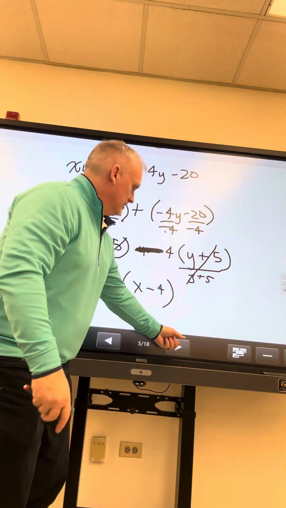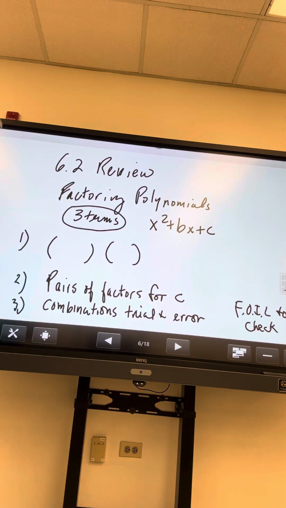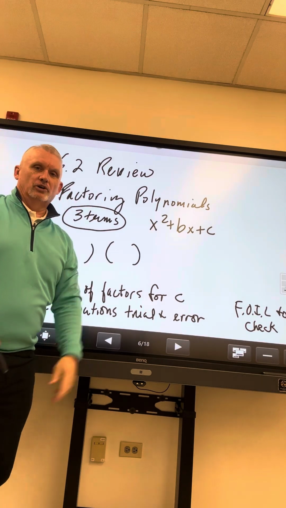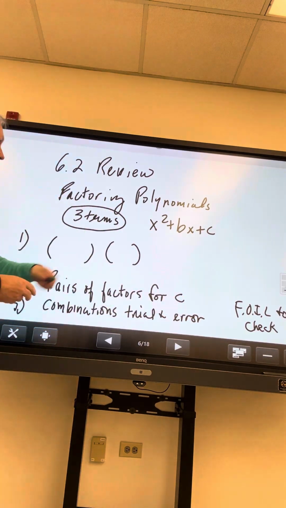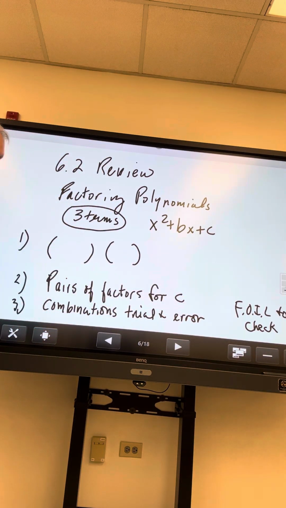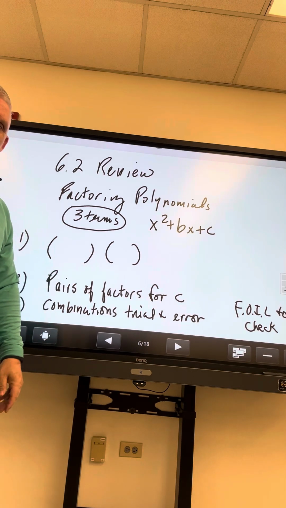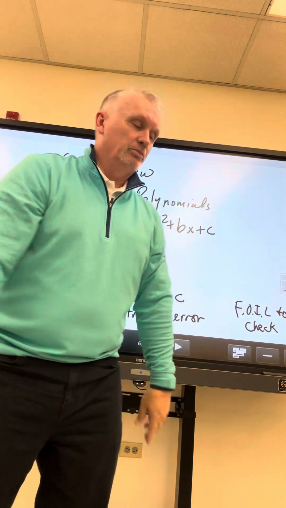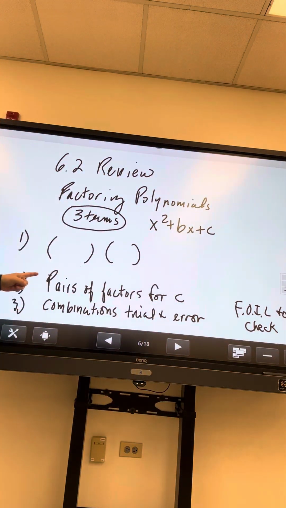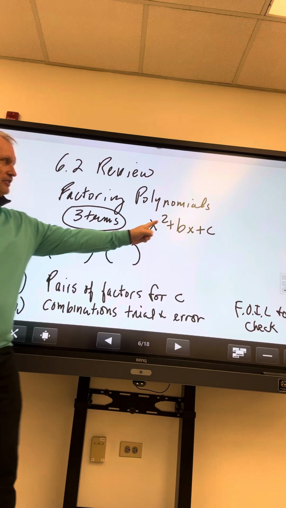Take a look. Okay, 6.2 review. Factoring polynomials that have 3 terms. Now we don't have 4 terms, we got 3 terms, okay? Now if I take a look at this, I've got some rules. Rule number 1, put 2 parentheses down. That's factoring. Put some parentheses down, okay? You're gonna do the pairs of the factors for C.